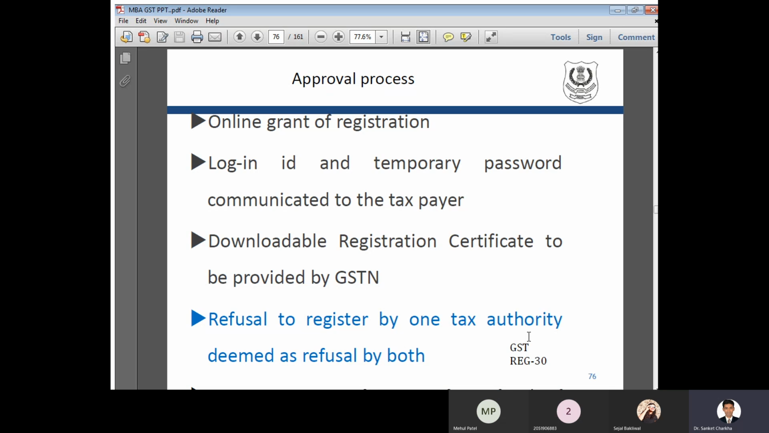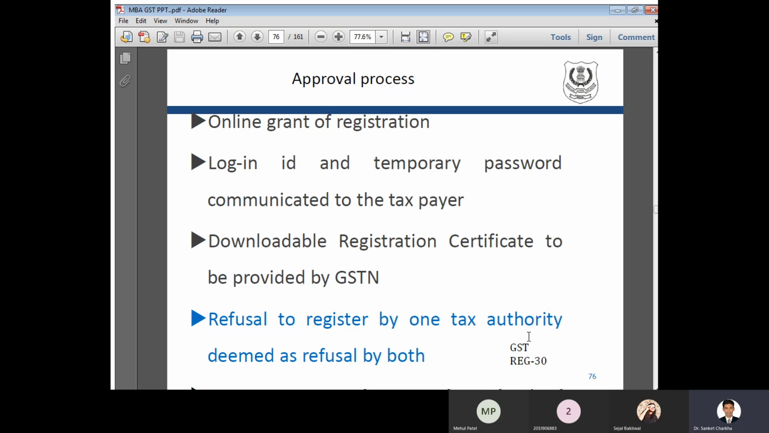Downloadable registration certificate to be provided by the GST. So at this stage, again, a certificate of the registration will be provided, and accordingly, you can download that certificate from any place or at any point of time. So the downloadable registration certificate is available in your respective profile.